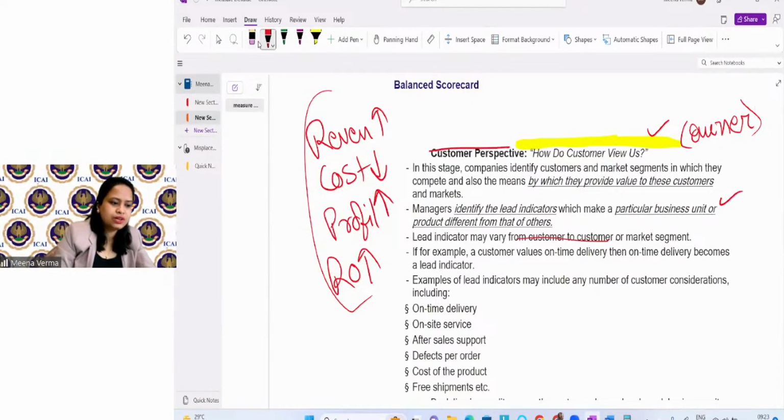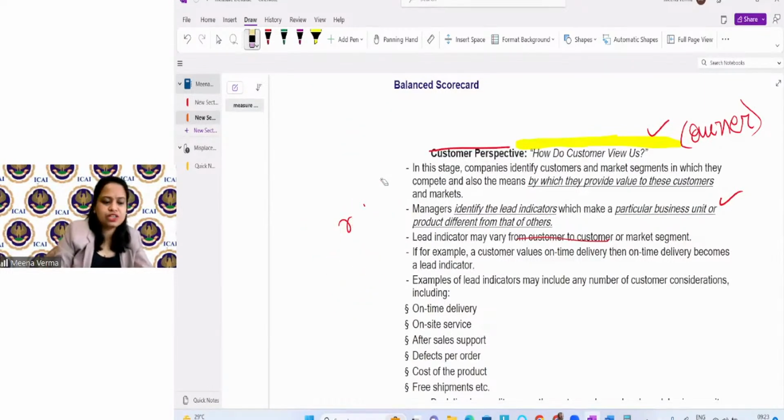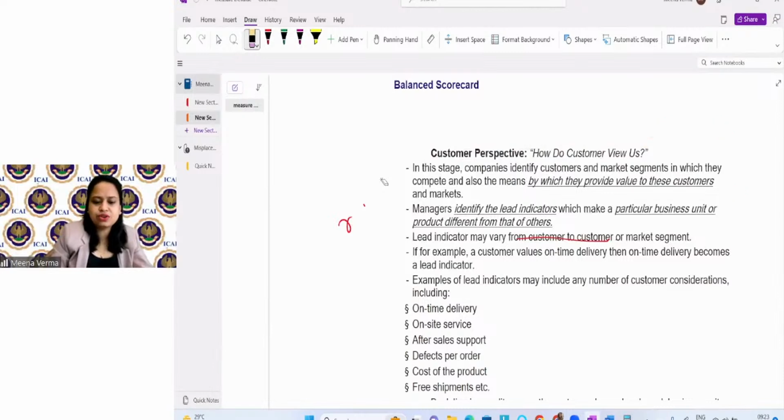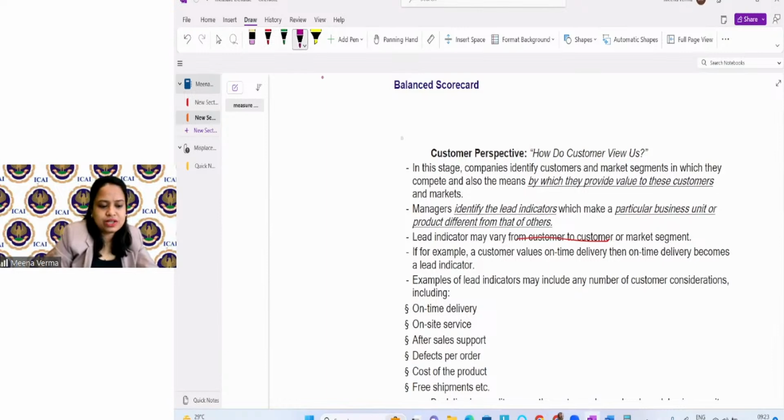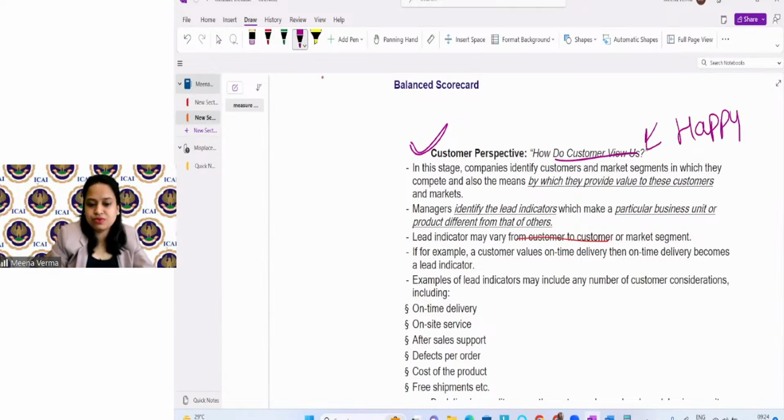Next is what? Customer perspective. I'm just revising everything. This is the most important thing. If you look, you will find many case studies on balanced scorecard. So what is the next thing here about the customer perspective? How do customers view us? Because we should work on the happiness of the customer. Customers should be happy with the company.